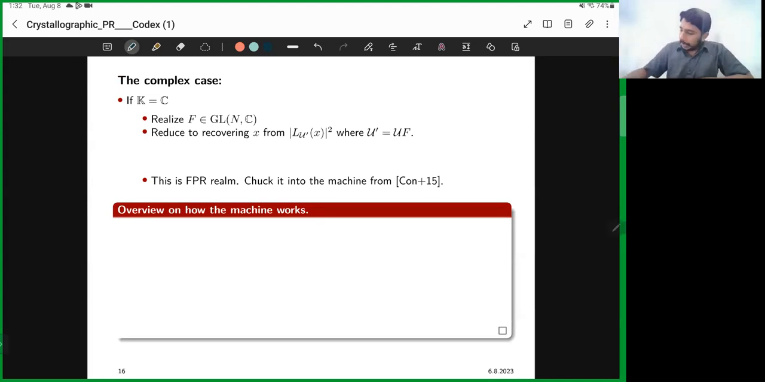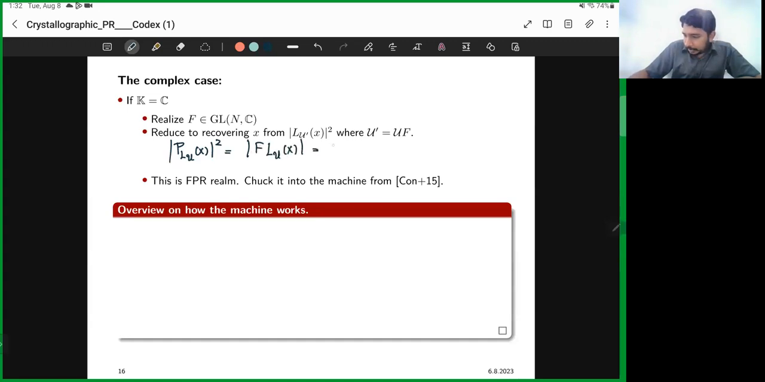How is it going to help us a lot? Instead of studying recovering X from P of X, or really LU of X, what I will do is try to recover X from just the magnitude squared of LU prime. Well, U prime is given by UF. And how did I get here? Well, it's coming from the realization that this is a thing that I want to study.